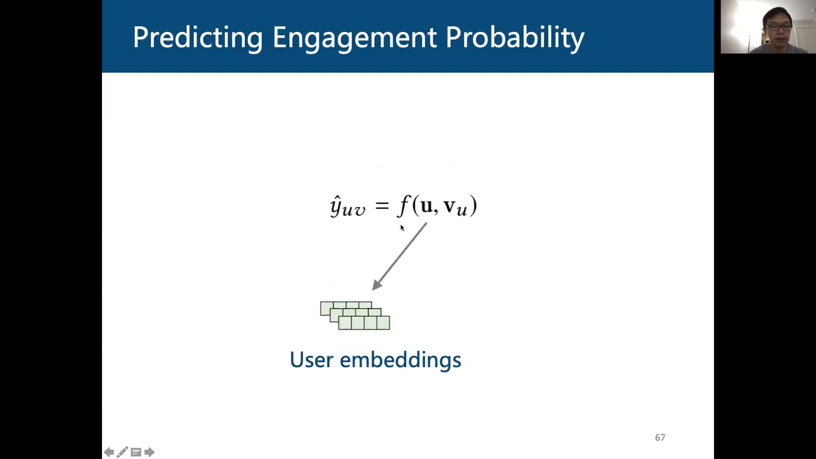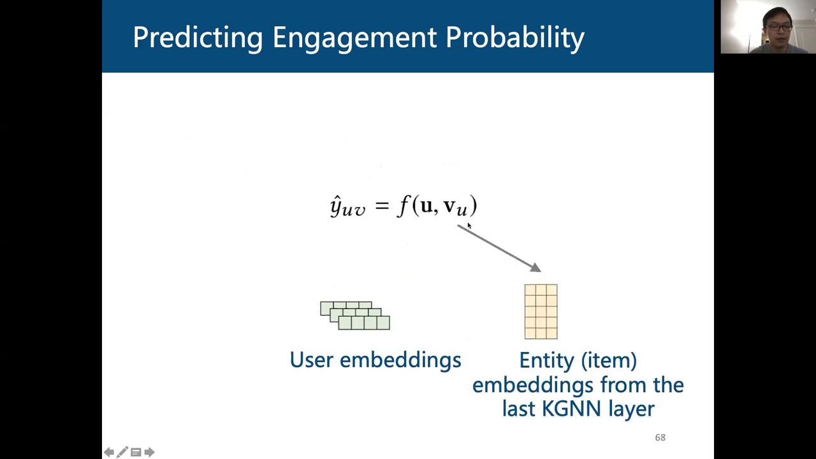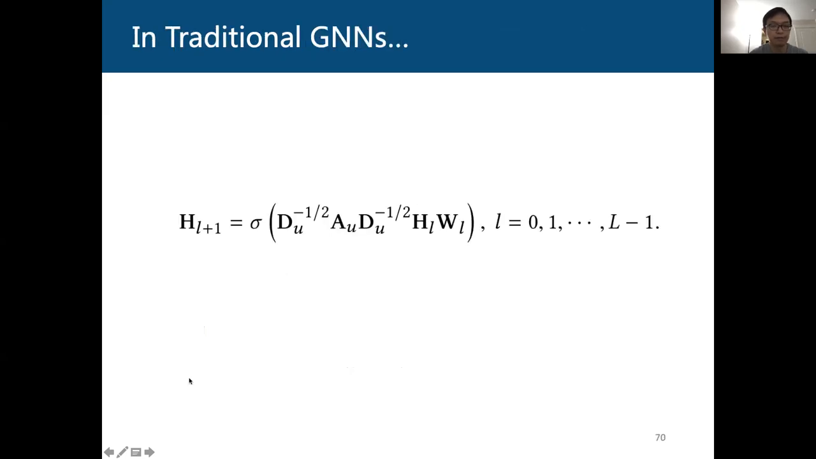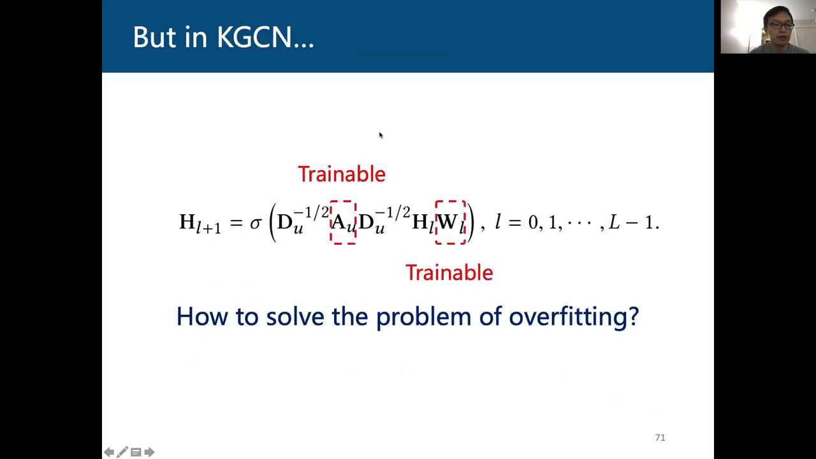The predicted probability of user U engaging with item V is calculated by FUV, in which U is the user embedding, and VU is the entity embedding from the last KGCN layer. F is a prediction function, such as an inner product or an MLP. The rest is based on the KDD paper, so I think I can just skip this part.